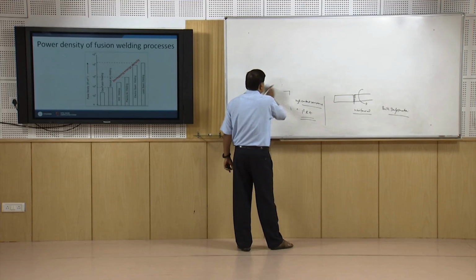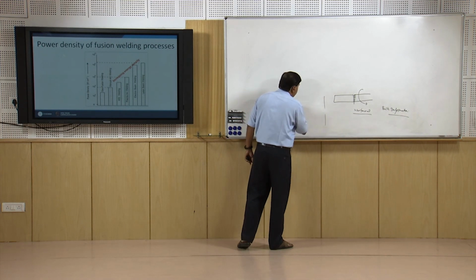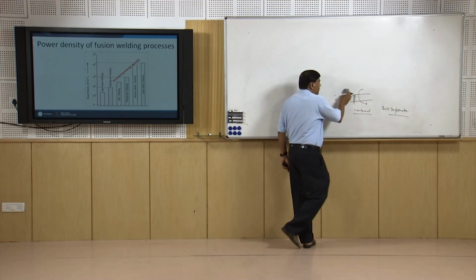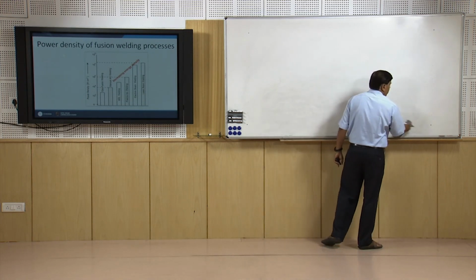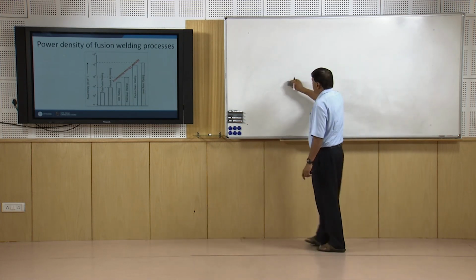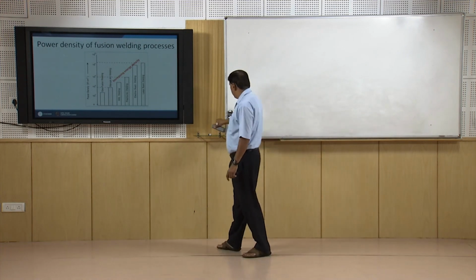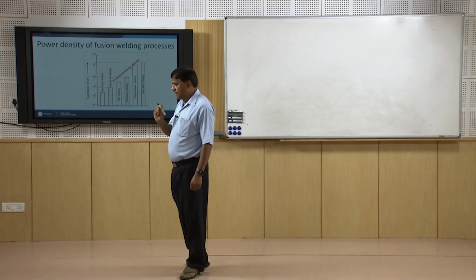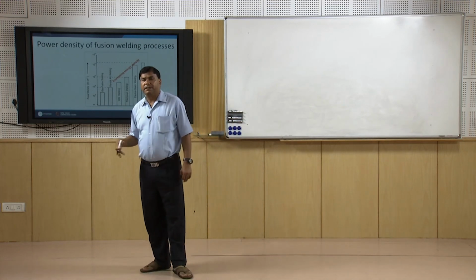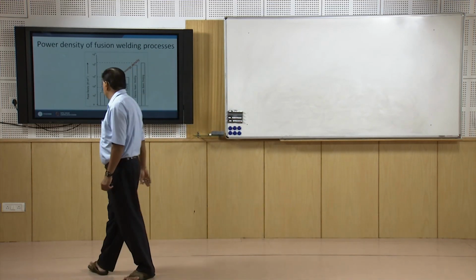In addition to this, in radiation based processes like laser and electron beam, the beams are directed over a very small area and a very high energy density is produced, and that helps in melting of the faying surfaces in a very short period over a very small area, and that makes the melting very efficient and effective for joining purposes.